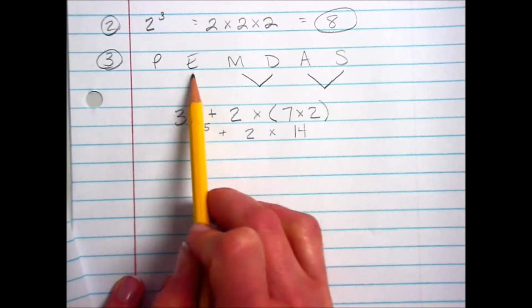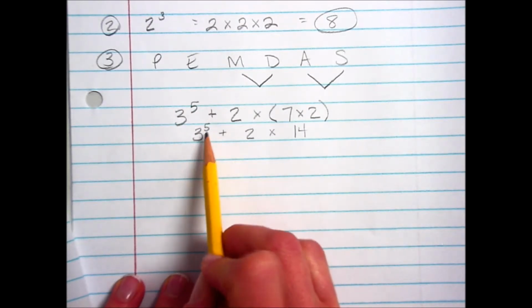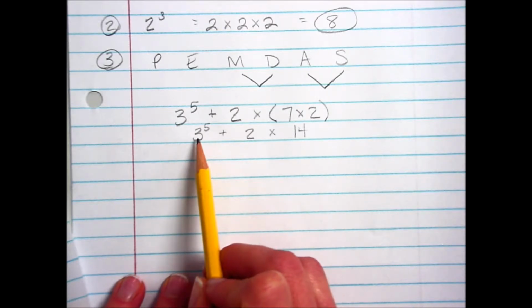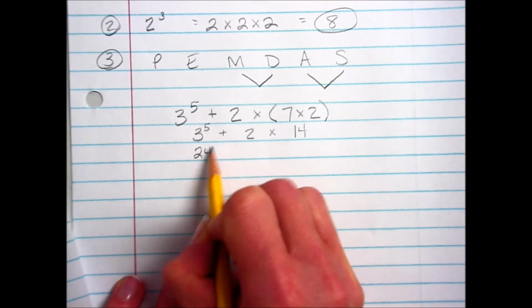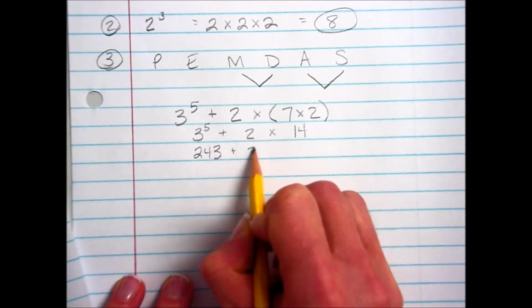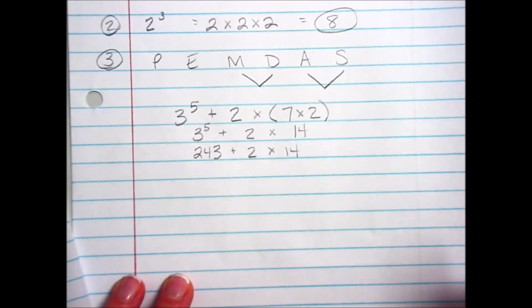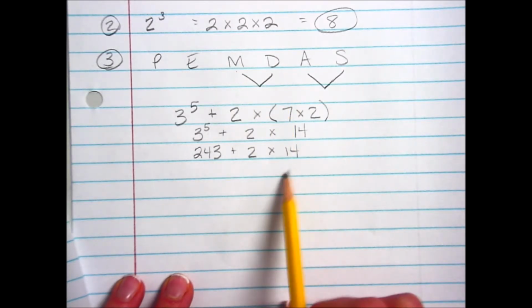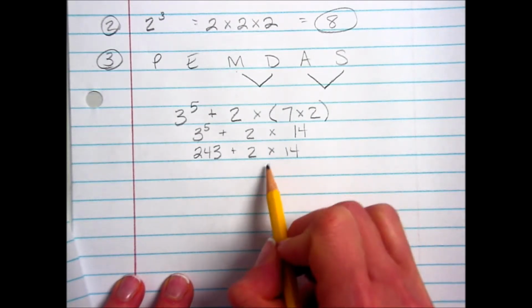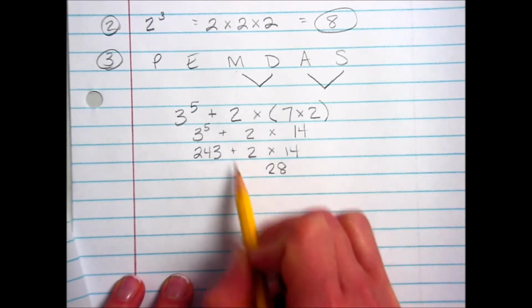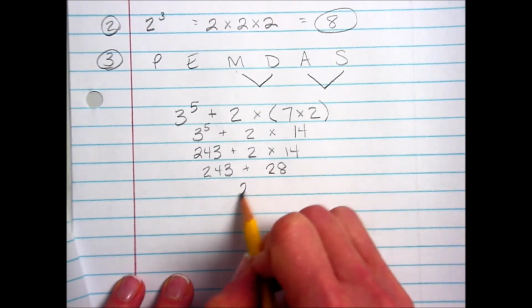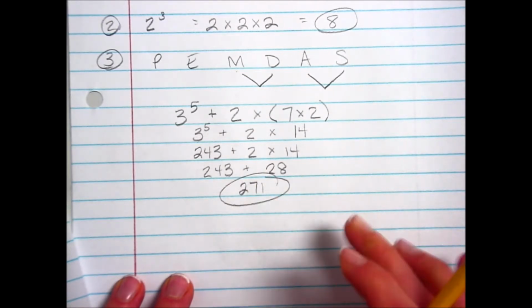Now I go to my next step, which is exponents. 3 to the 5th is not 15. It's 3 times 3 times 3 times 3 times 3, 5 times. And so 3 to the 5th is 243. Bring down everything else that you've not used. Go to the next step, multiplication or division, whichever comes first. We only have a multiplication, so we will work 2 times 14, get 28. Bring down everything else I have not used. Last step, 243 plus 28, and I'll get 271 for my final answer.